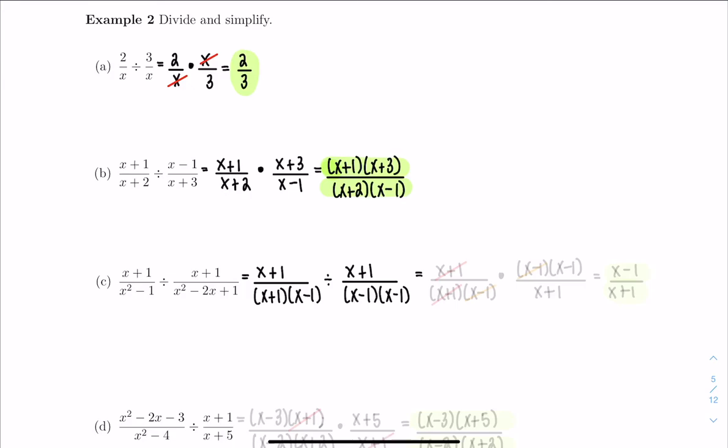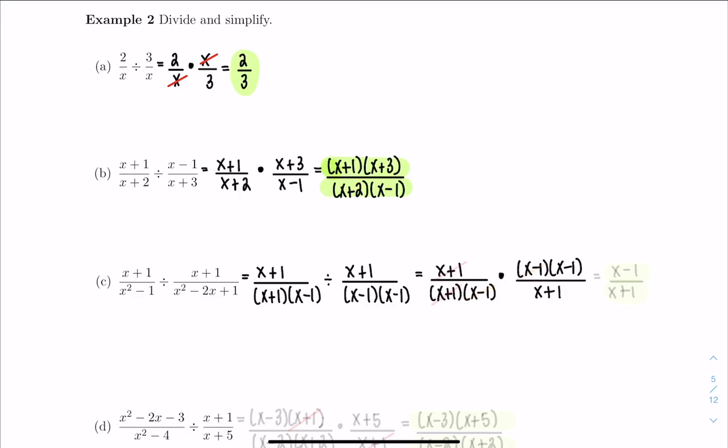And so now that I'm completely factored, I'm going to use keep, change, flip. So our first fraction is going to stay exactly the same way. We're going to change division to multiplication, and then we're going to flip the second fraction. So we got x minus 1 all over x plus 1.